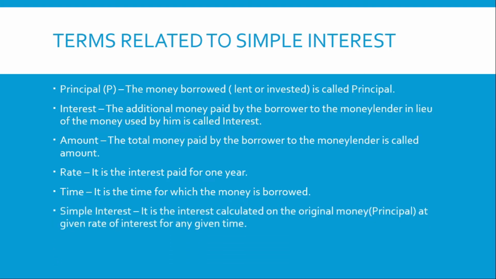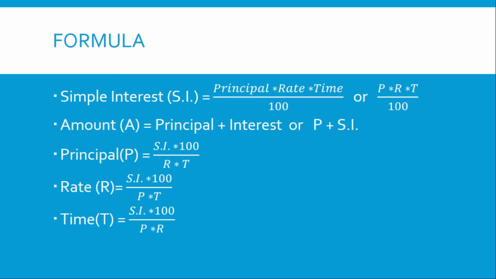And last is simple interest. It is the interest calculated on the original money, that is principal, at a given rate of interest for a given time. Now here some formulas are given for simple interest, for amount, for principal, for rate and for time. So you need to write all these formulas and practice them.